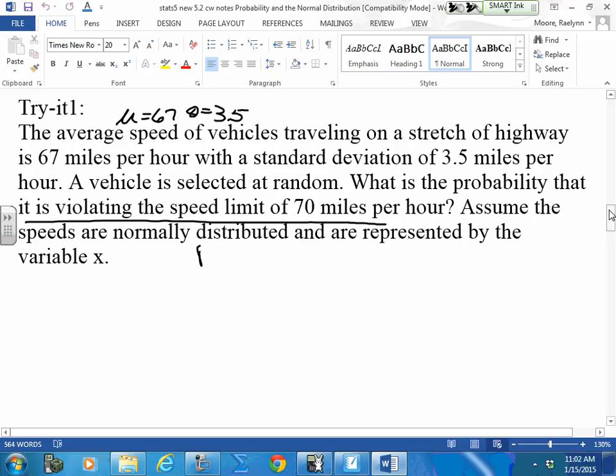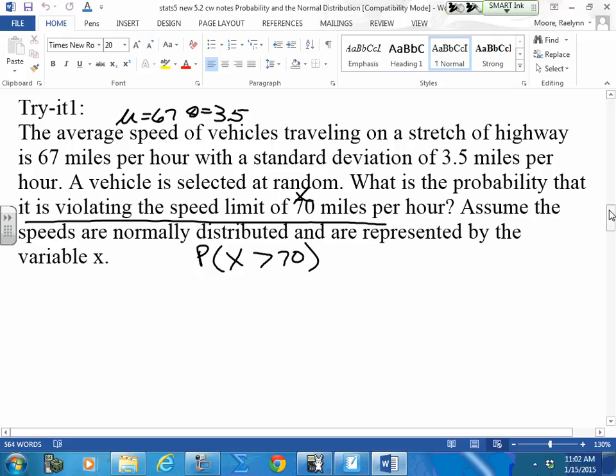So start with your probability statement. This is your x value. It can't be your mean because it gave us the mean and the standard deviation up here. So the probability that x is more than 70. More than 70, you could possibly get a ticket. You're going over your speed limit.